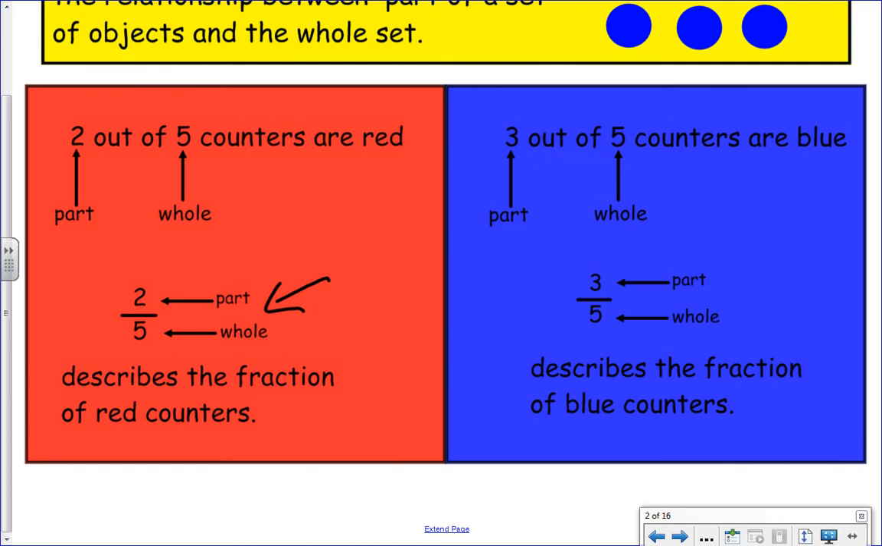Alright, over here we've got 3 out of 5 counters are blue. So the part is 3, and the 5 is the whole. That's the total number of counters that we have. And we would write our fraction as 3 over 5. So the part, again, goes in the numerator, and then the whole goes into the denominator.